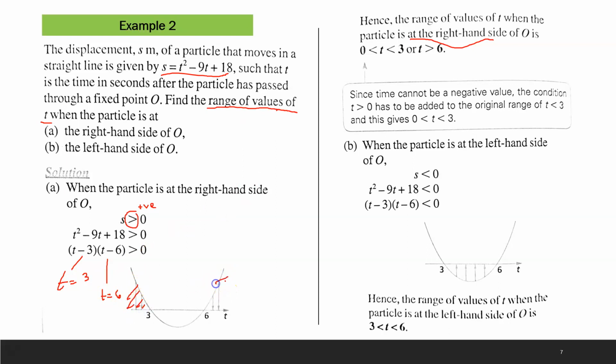Yang belah sini. Okay. Jangan ambil yang belah sini pula. Ini maksudnya belah bawah kan? Ambil yang sebelah sini. So the answer will be t greater than 0, less than 3. Okay. Maksudnya dari sini sampai sinilah graf kamu. Satu lagi t greater than 6. This is t greater than 6.